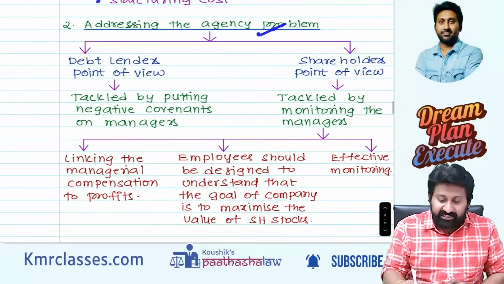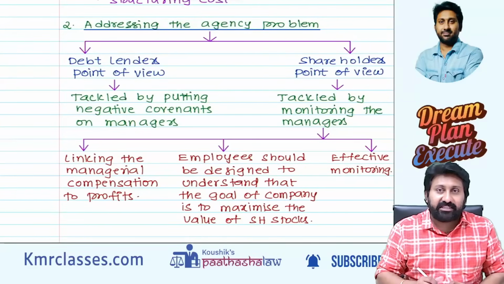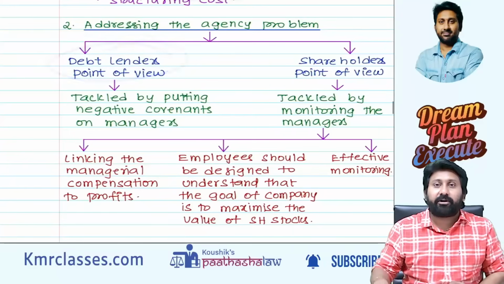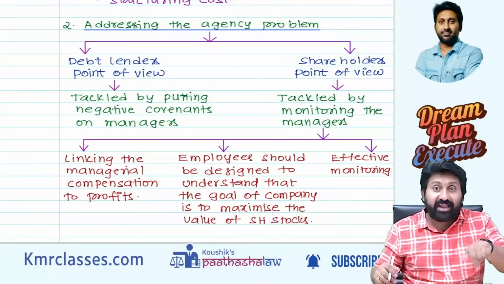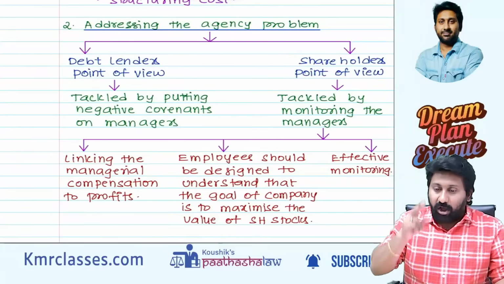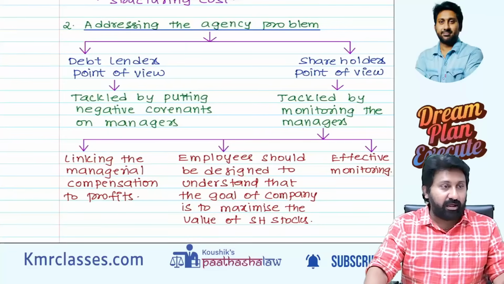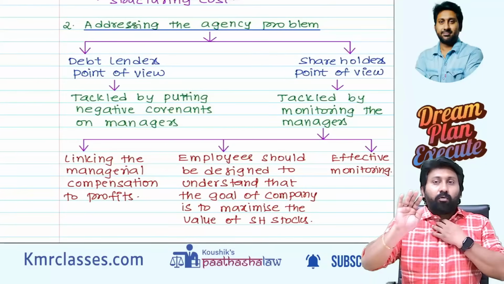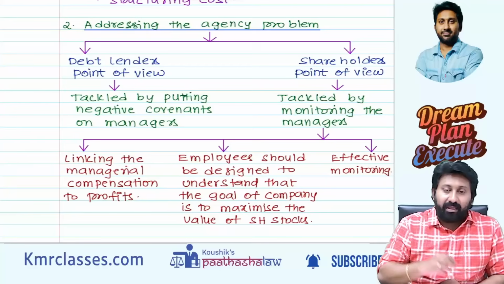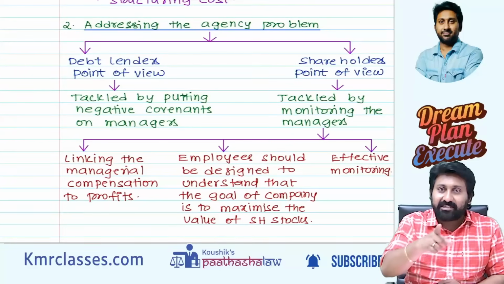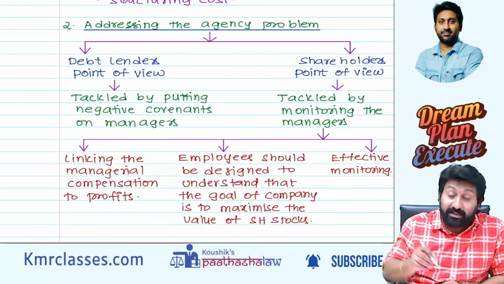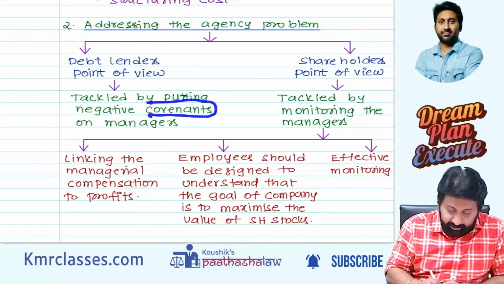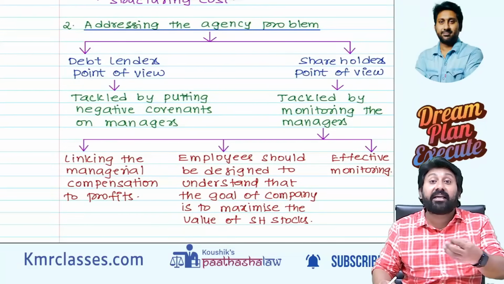Next, addressing the agency problem. Debt lender's point of view. A person has given debt. How can he tackle this agency problem? What do you mean by debt lender's point of view? When money is given by the lenders, if it is misused by the board of directors, then who will suffer? If the company becomes insolvent, they only suffer. That's why in the terms and conditions, they include a covenant. Covenant means the terms and conditions, agreements.